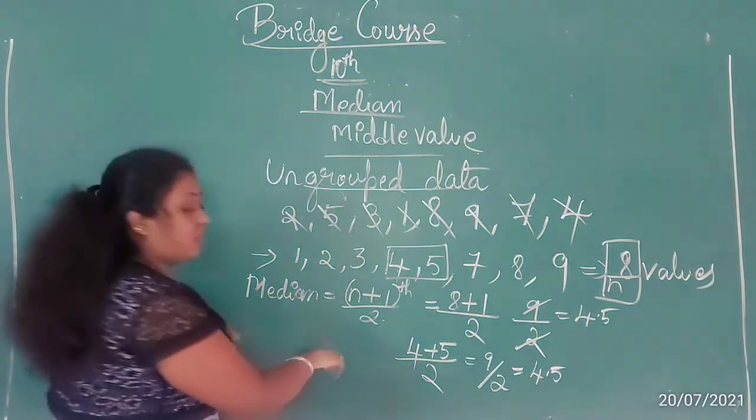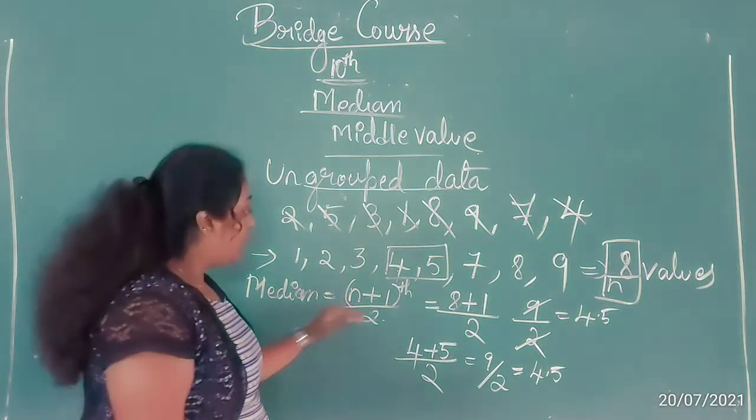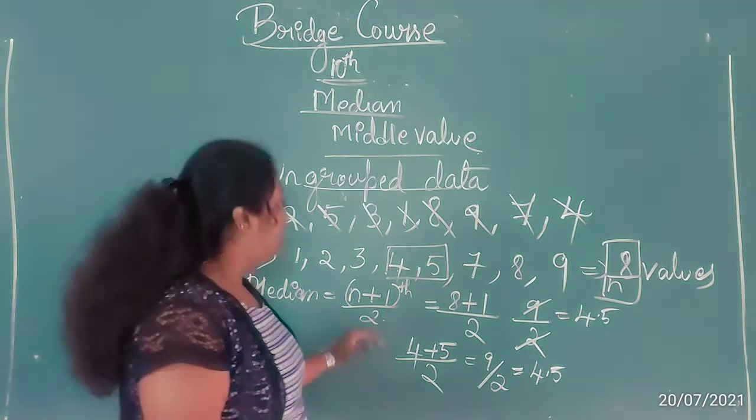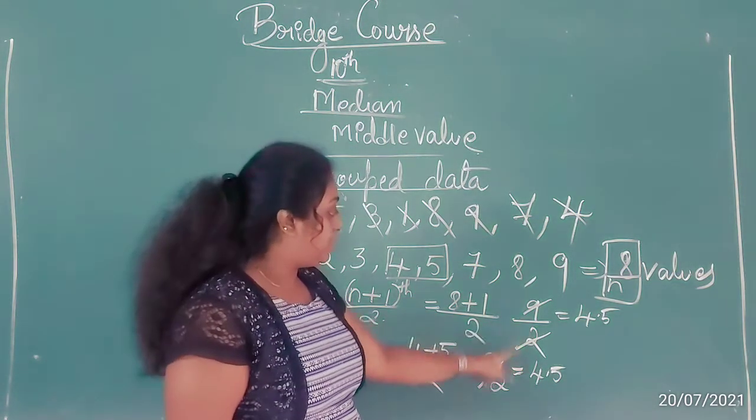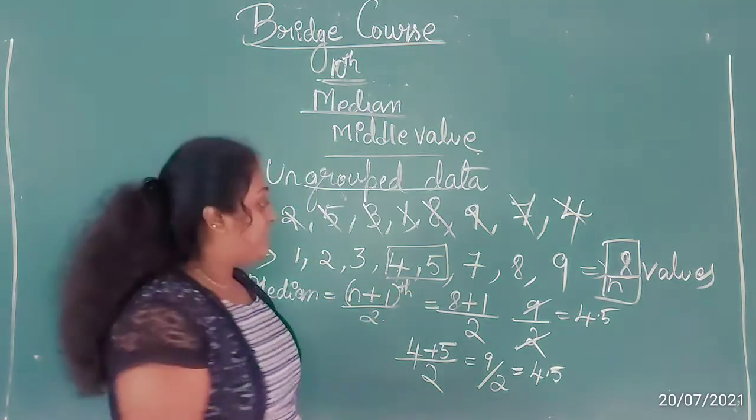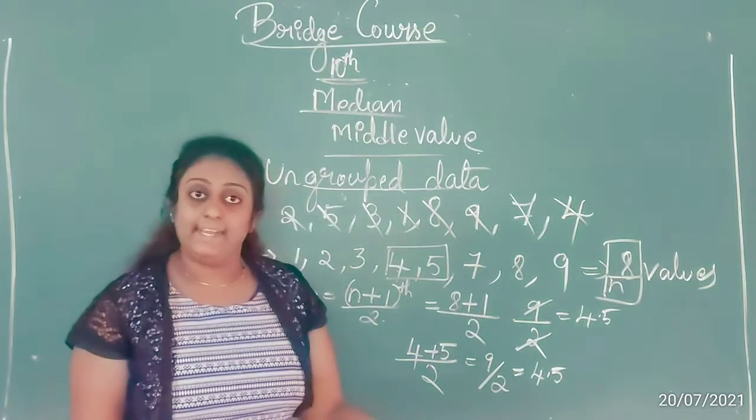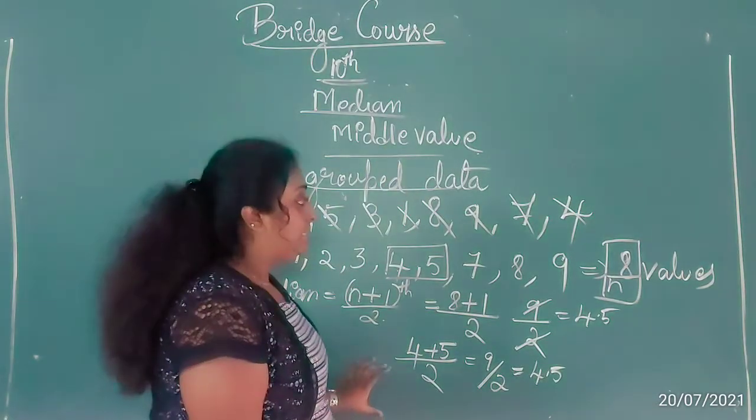And then this is your formula. Median is equal to (n plus 1) divided by 2 term. So (n plus 1) divided by 2 means 9 by 2. 4.5 is your value. You are getting it, children? So this is for your ungrouped data.